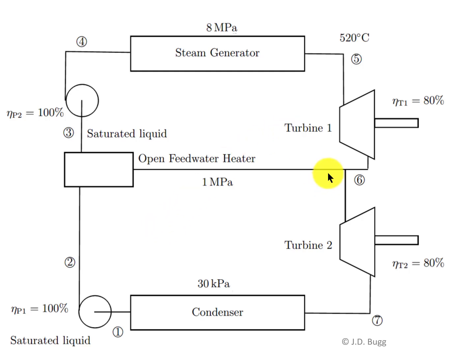So what we're going to do here is define a fraction y called the extraction fraction, which is the ratio of the mass flow rate in this line to the mass flow rate here. So it's essentially the fraction of the flow that is extracted here. So it's called the extraction fraction.